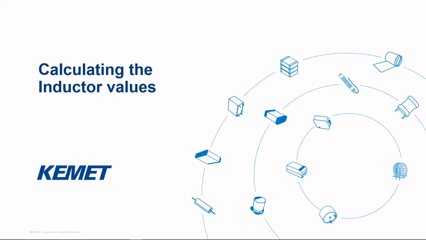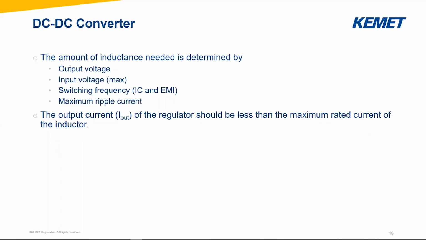And now let's go into detail. This is the main part of today's presentation, how to calculate the inductor values. First of all, to calculate the inductance, we need the output voltage, the input voltage, for sure the switching frequency, and the maximum ripple current. Output and input voltage are given by my application, and the switching frequency is given by my IC. So I know everything, but what about the maximum ripple current? We can see how to make an assumption on the next page.